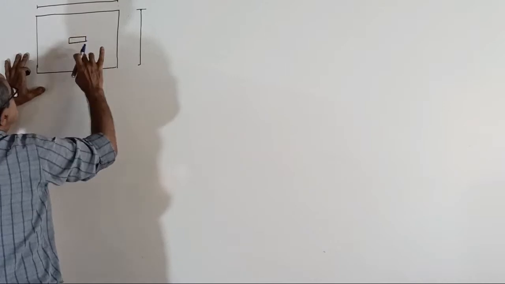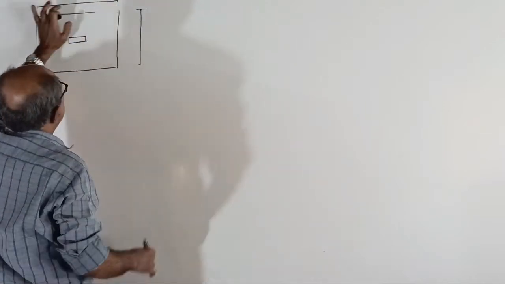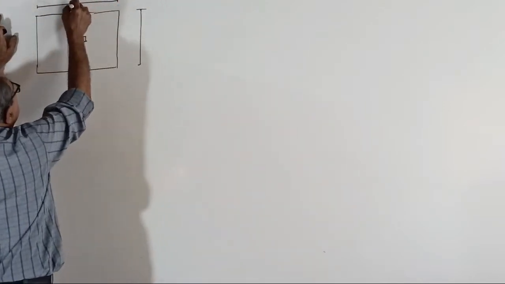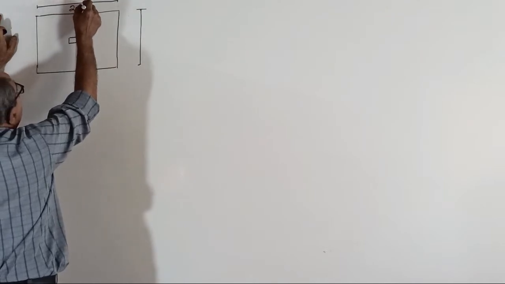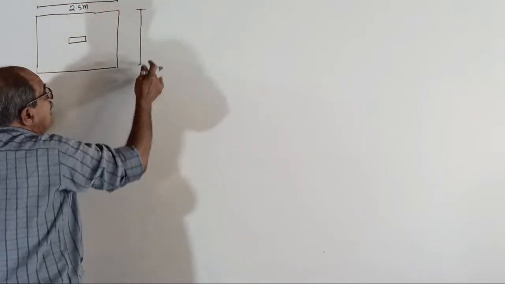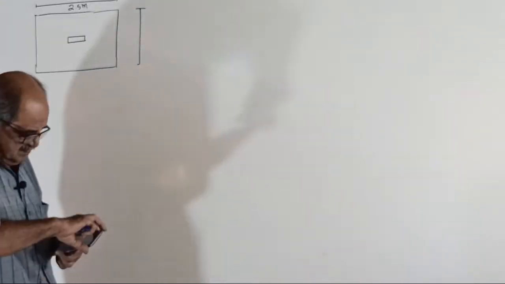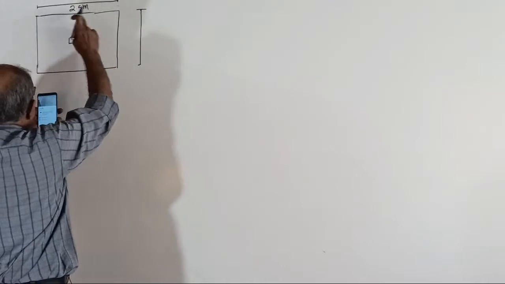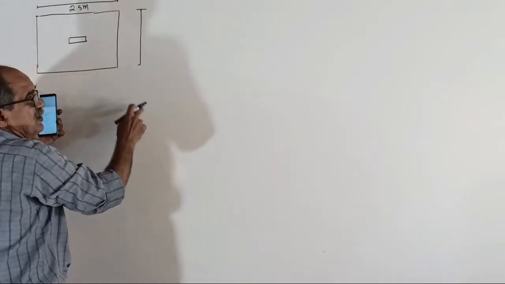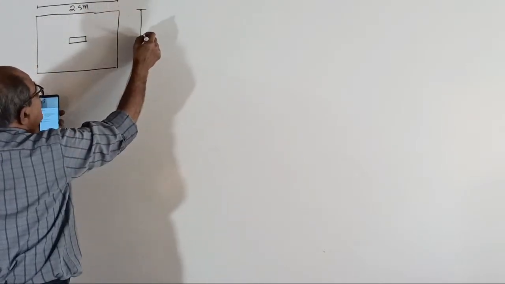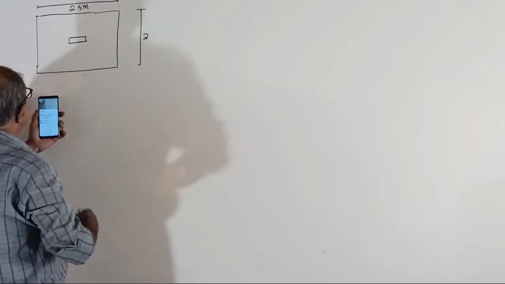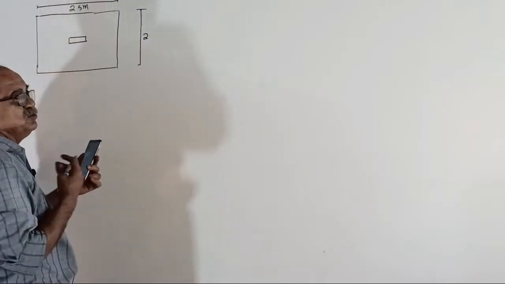Somewhere is the column. Tell me this dimension. I think 2.5 meter, if I remember correctly. This one I don't remember. How much is this one? Lengthwise is 2.5. Tell me how much widthwise? 2 point. Widthwise. Lengthwise is 2.5.